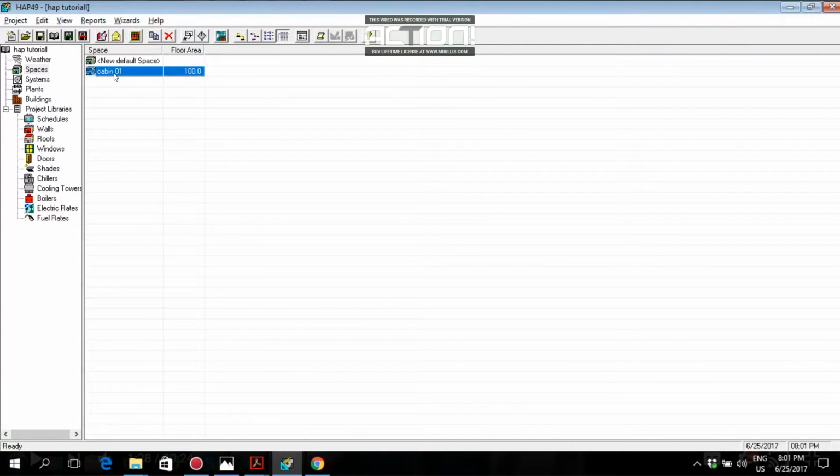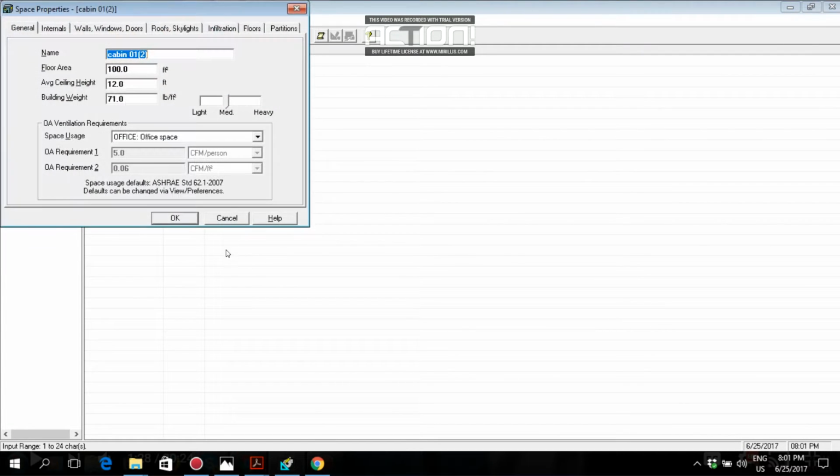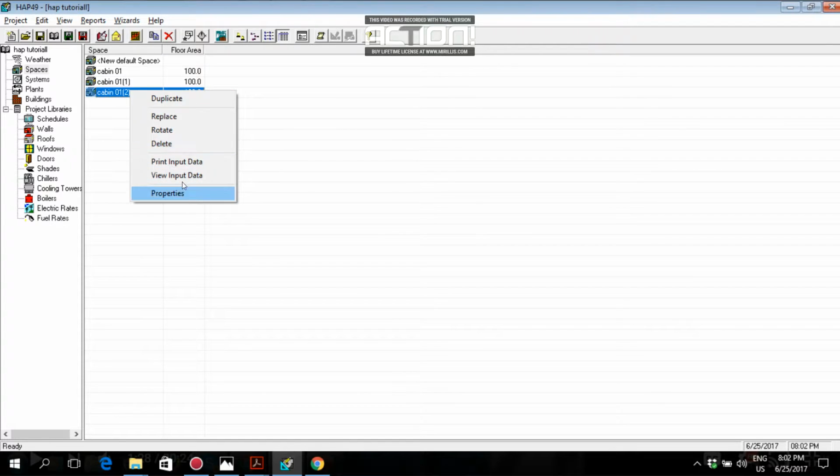On your screen you can see cabin 01. This space we created in the last video, and to make full use of this example, I am going to duplicate this space. I will simulate the way that I have created many spaces over here, and I will duplicate it, many spaces.